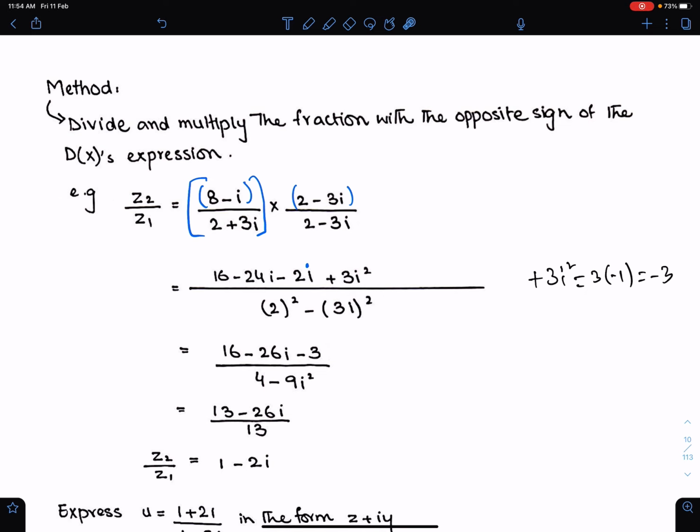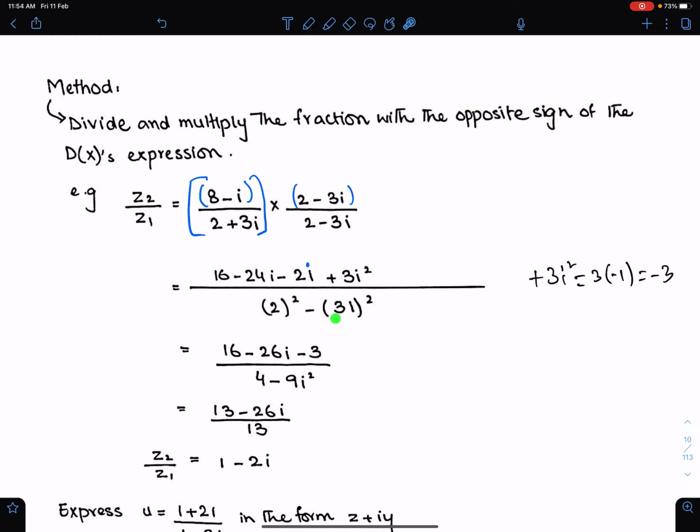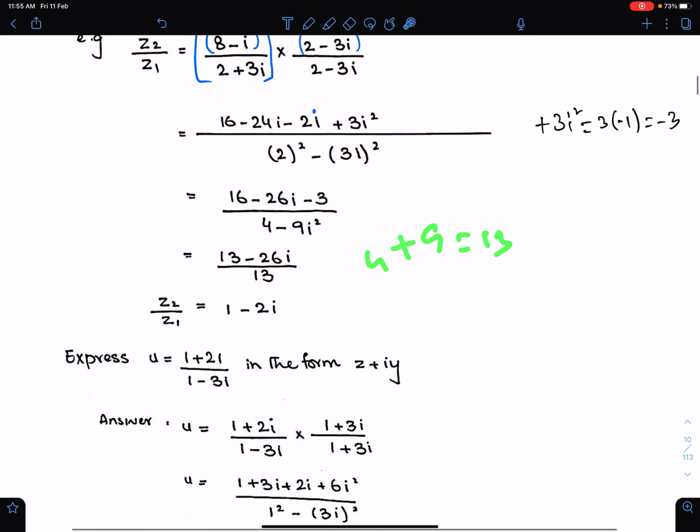This is here. This will become 9i square and then it will become plus 9. First it will become 9i square and then plus 9. So 4 plus 9 makes 13. So by breaking the LCM we have this answer.